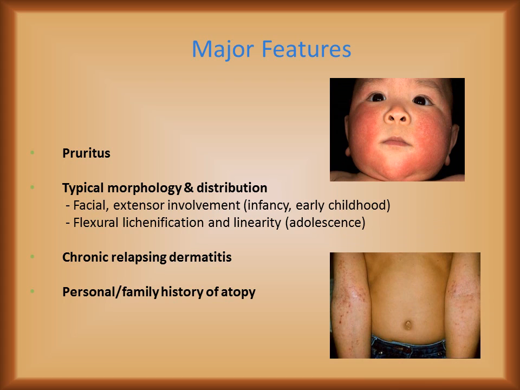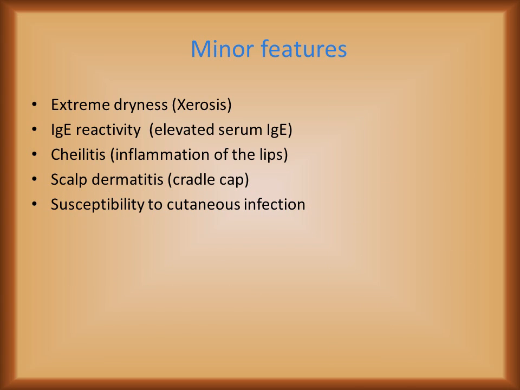Major features include pruritus. Typical morphology and distributions are facial and extensor involvement in infancy and early childhood, flexural lichenification and linearity in adolescence, chronic relapsing dermatitis, and personal or family history of atopy. Minor or less specific features: extreme dryness or xerosis, IgE reactivity or elevated serum IgE, cheilitis or inflammation of the lips, scalp dermatitis or cradle cap, and susceptibility to cutaneous infection.